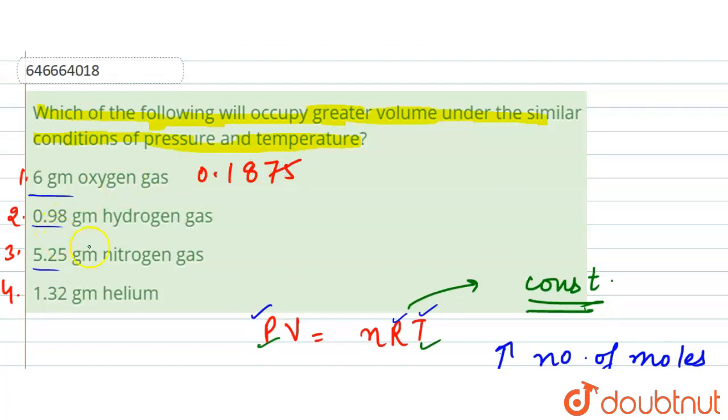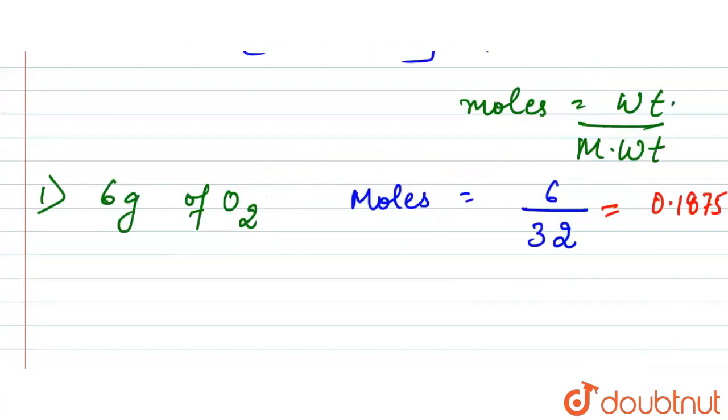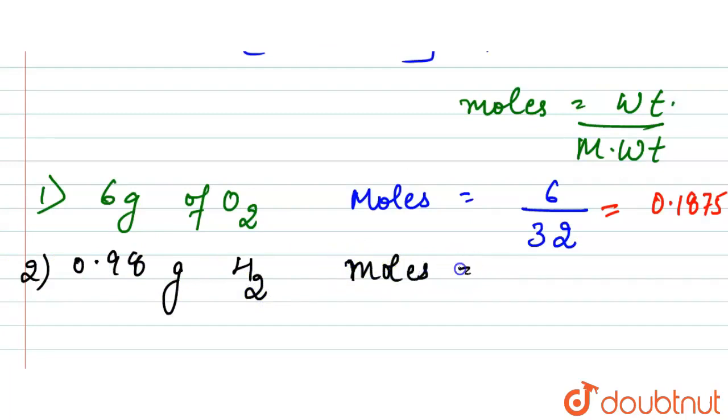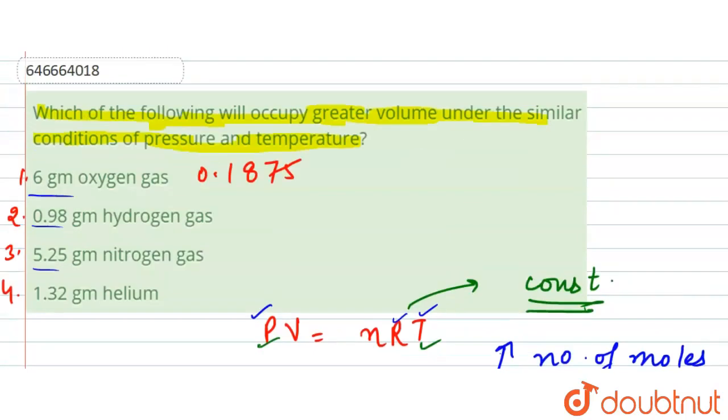Next is 0.98 grams of hydrogen gas, that is, 0.98 grams of H2. Here our moles will be 0.98 upon 2, where 2 is the molecular weight of H2. So here we have 0.49.